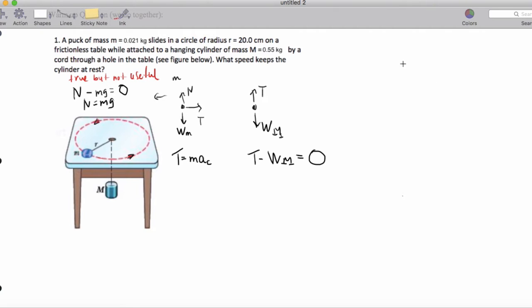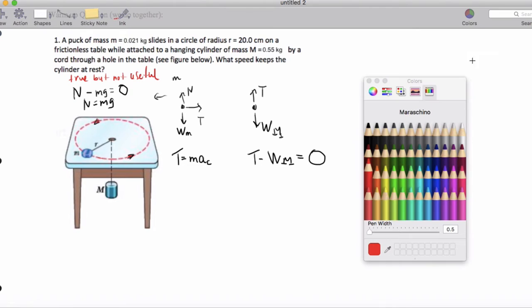Continuing on, we are now going to plug in every number that we possibly can. So I know the tension equals 0.021 times a_c. For a_c, I'm going to substitute the formula v squared divided by the radius. And that's going to be v squared divided by the radius, which is 20 centimeters, or 0.2 meters. In fact, I'm just going to change that right here to 0.2 meters.